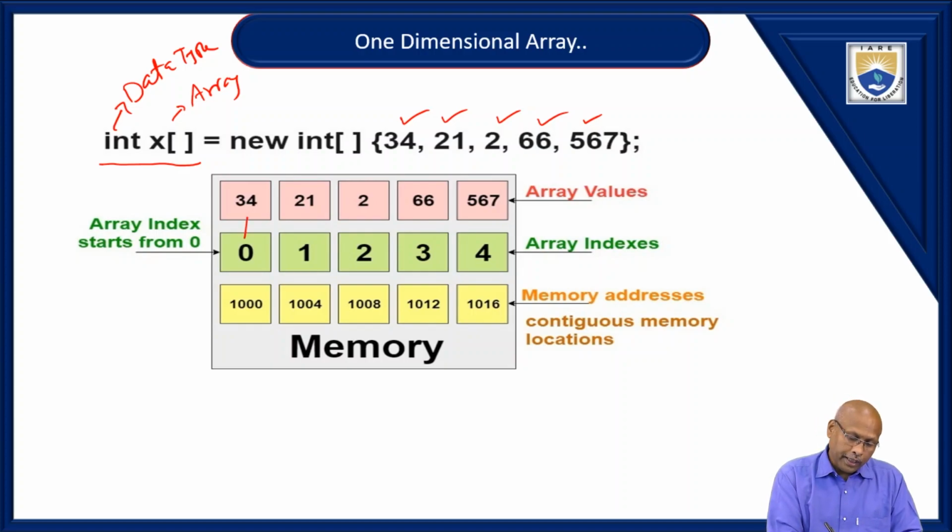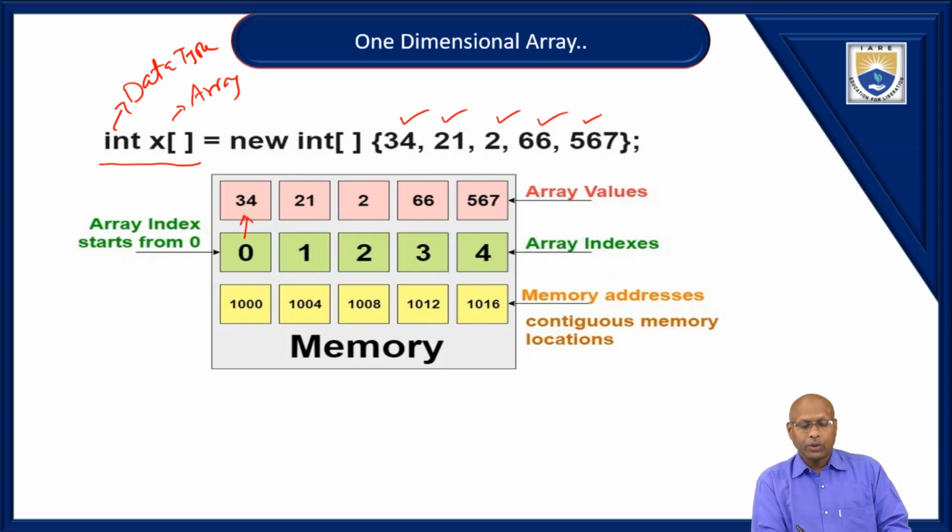34 is at the 0th index, 21 at the 1st index, then 2 is available at the 2nd index, 66 available at the 3rd index, then 567 available at the 4th index. So every element of the array is referred to by a particular index. These are all array indices starting from the 0th index. And I told you every element will be identified by a special address.